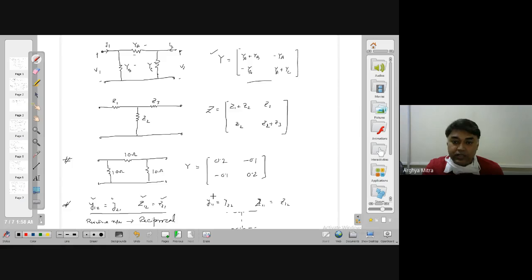So that means the option which has y11 equal to y22 if it is for the y parameter, or z11 equal to z22 if it is for the z parameter, then that should be the correct answer. So again, without finding out the actual solution, you can get the correct option. Okay.